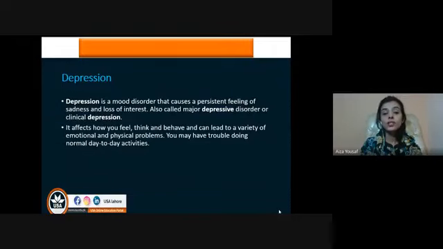Now, first of all, what is depression? It is a mood disorder that causes a persistent feeling of sadness and loss of interest. It is also called major depressive disorder or clinical depression. It affects how you feel, think, and behave, and can lead to a variety of emotional and physical problems. You may have trouble doing normal day-to-day activities if you are suffering from depression. In simple words, depressive patients are mostly pessimists, who always think about negative vibes.